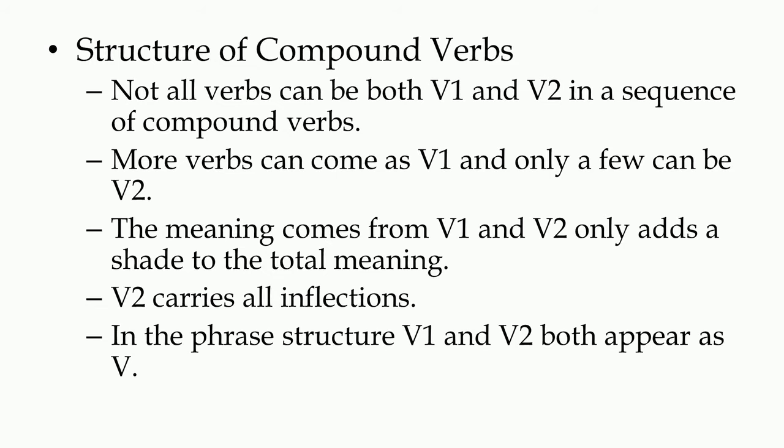The first thing that we find is not all the verbs can be both V1 and V2 in a sequence of compound verb. What we mean by this is there is a serious restriction on the combination of the two. There is no such rule that we can derive by looking at the set of data. However, it's pretty simple to generalize and to say that not any verb possible in Hindi or in languages where compound verbs are possible can be in the place of V1, and any of these verbs can take place of V2.